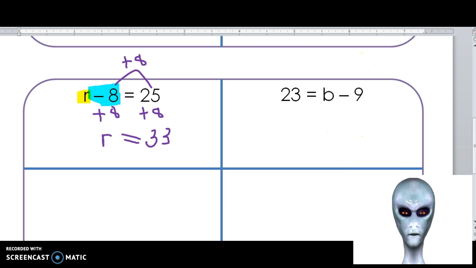Okay, on this example, my variable is on the other side. So some number minus 9 is equal to 23. And in order to find that number, I'm going to add 9 to both sides. So 23 plus 9 will get me B. 23 plus 9 is 32, which is equal to B.